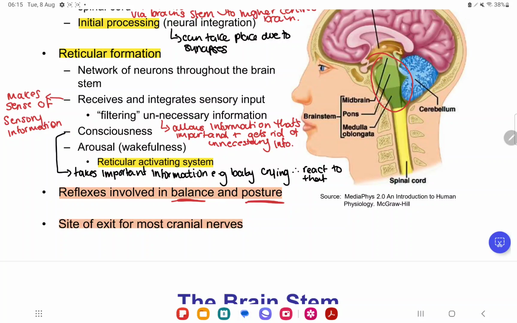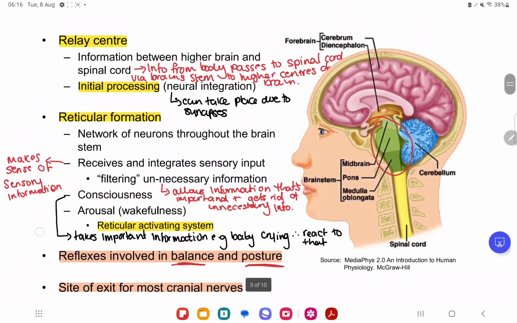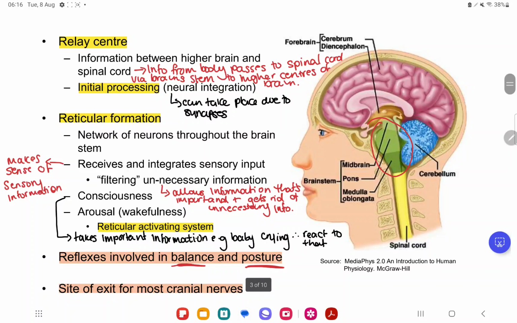And then we also have in the brainstem, this is where the brainstem is important in balance and posture. And then it's also the site of exit for most cranial nerves. So just remember that it's a relay center. It's where reticular formation happens.